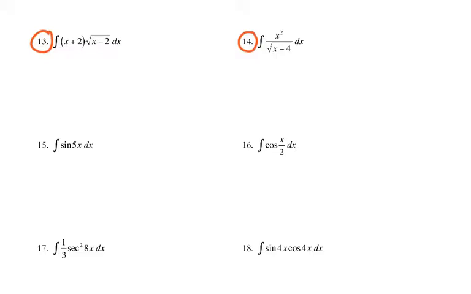Okay, for number 13 folks, when I look for my inner function here, I look at the x minus 2 instead of the x plus 2. X plus 2 doesn't really have any operation on the outside, so it's not really a good choice for an inner function. So I'm going to choose the x minus 2. Alright, off to the side, I'll call u equals x minus 2. And I'll go through all the same steps as we've been doing so well before.